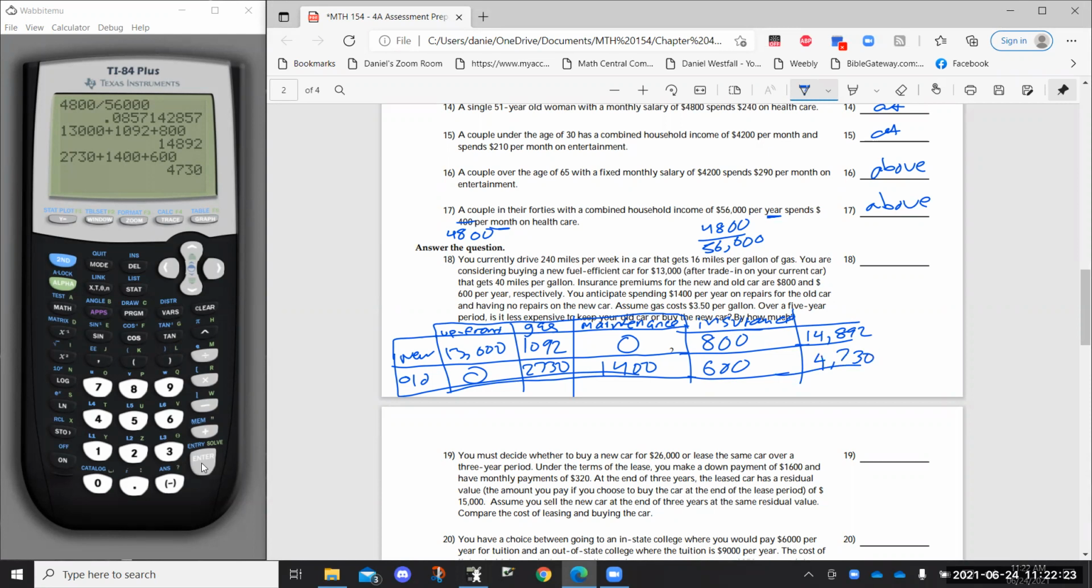Now let's find the difference between those things, okay? Did I write everything in the correct place? 2730, 600, 1400, 1092, 800, 0.